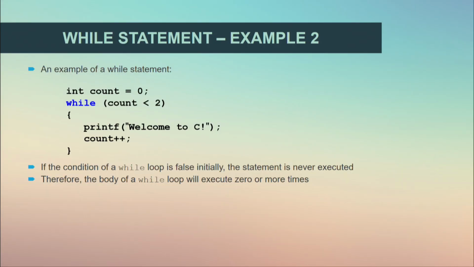We will see one more example. Here the count value is set to 0 and we are checking for the condition count value less than 2. So, if we see inside the loop, the string "welcome to C" is getting displayed and we increment the value of count. So, when the condition becomes false, the while loop will be terminated.